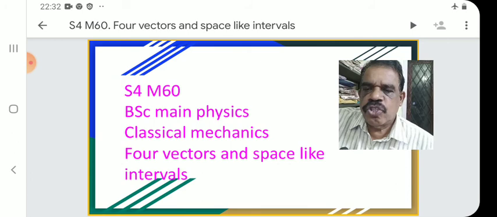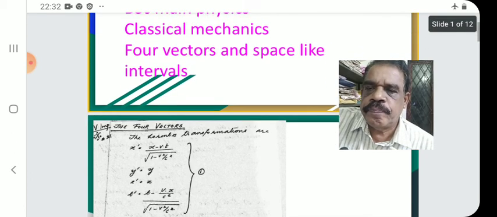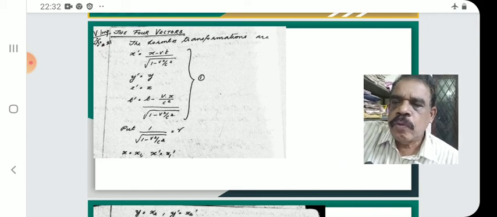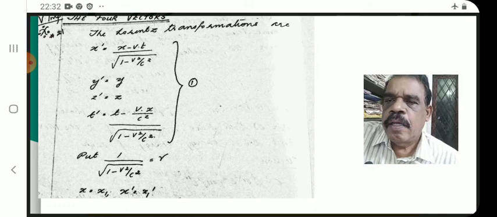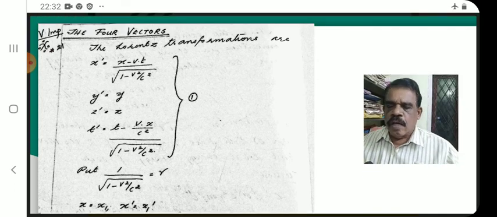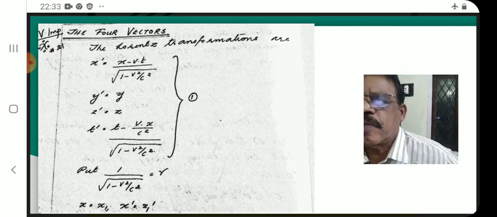4 vectors, space-like and time-like intervals. We see what they are. Initially we can see what 4 vectors are. To understand 4 vectors, we have to recollect the Lorentz transformations.